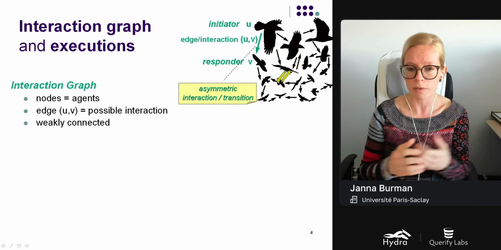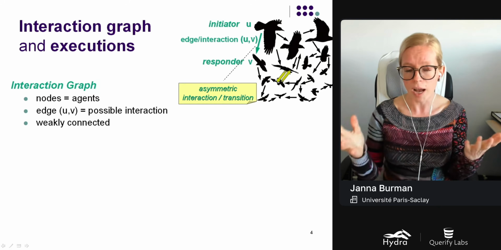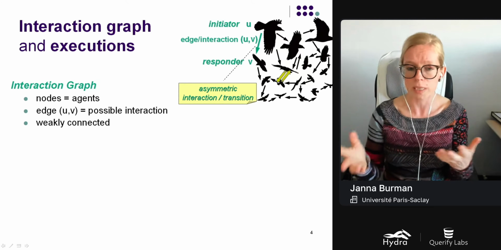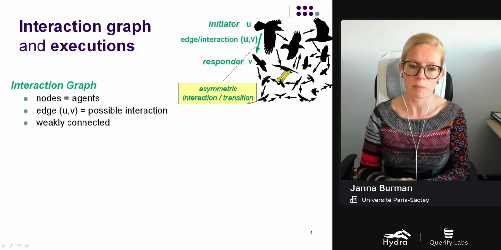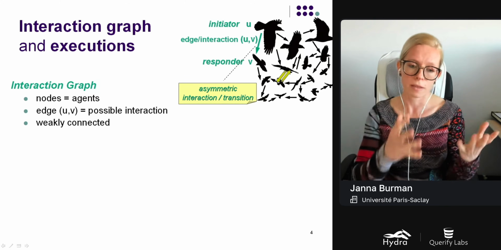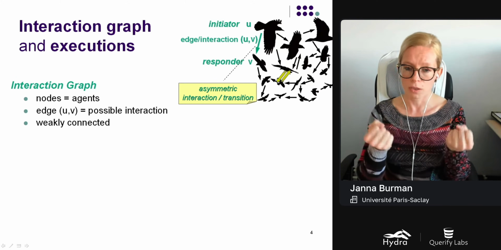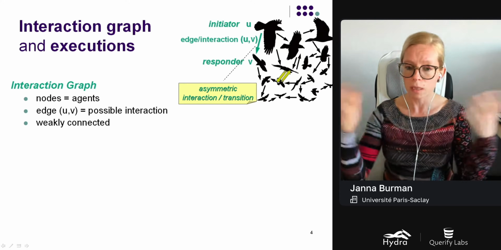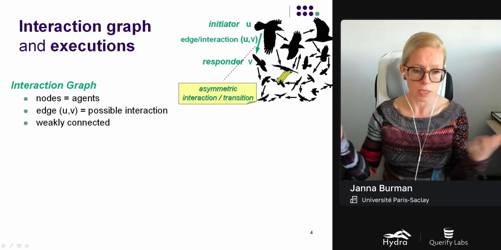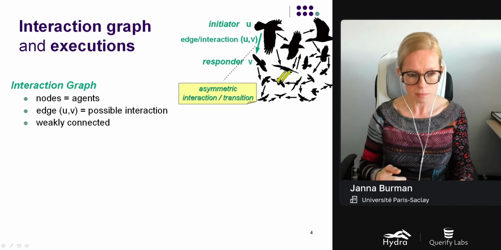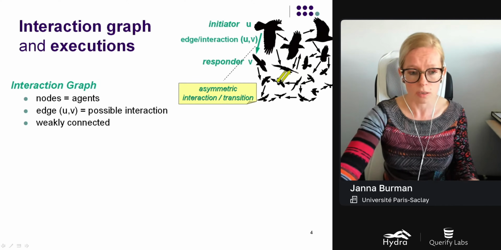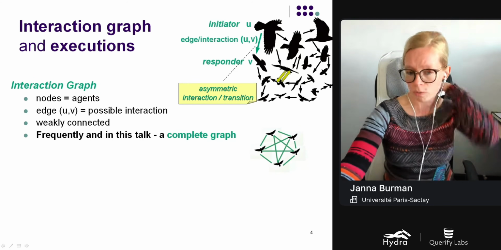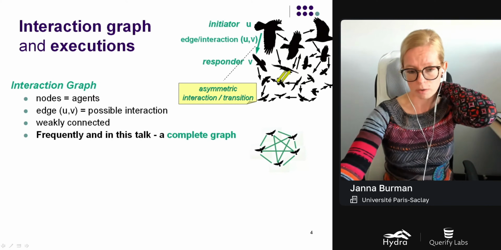But we can also have graphs which are undirected, and then we say that the interactions are symmetric. And in this case, I mentioned the two agents won't be distinguishable. Okay, so in general, we may have any weakly connected graph of the agents, but frequently, and also in this talk, we'll assume a complete communication graph.